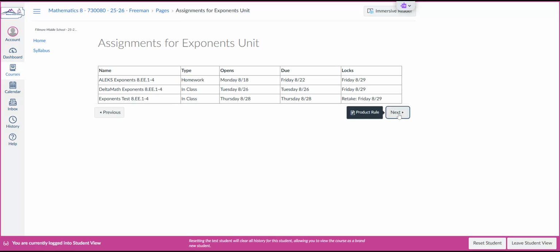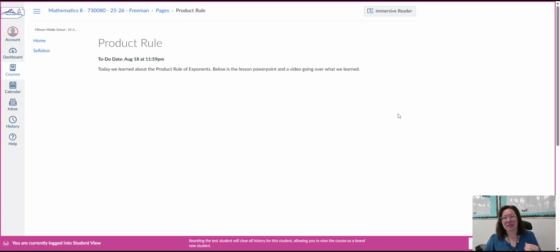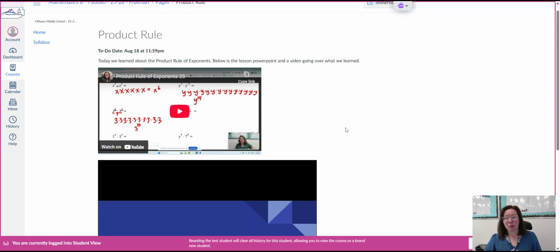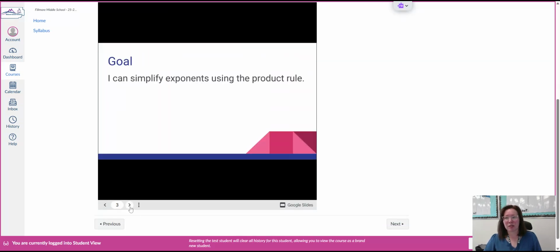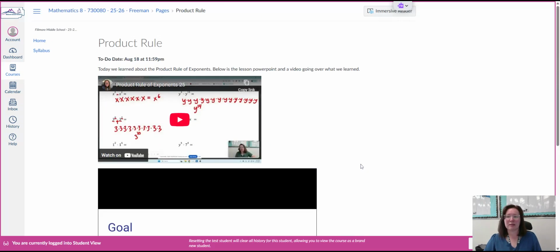Then it's going to show you each lesson that we're learning each day. So it shows you the date that we learned a lesson. It tells you, hey, today is what we learned about, and I'm not sure why it's not showing up. Oh, it's still thinking. Then it's going to show two things. The PowerPoint that I used in class, so you can see exactly what we did in class.